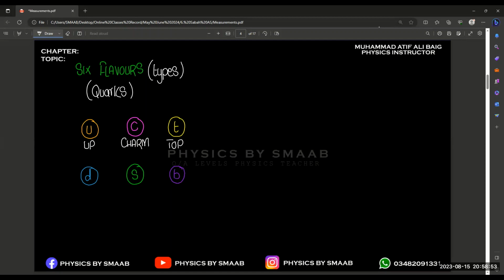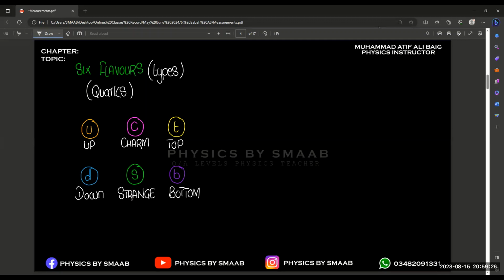For the up, we are having down. It means it is opposite to the up. Then we are having a charm that is something different. So for S, we are having strange. And for B, we are having bottom. So these are the six flavors of the quark that you need to study in your syllabus, right? There are no other quarks included.